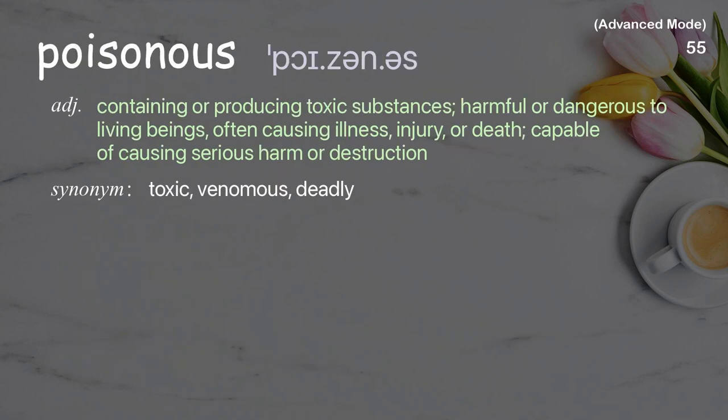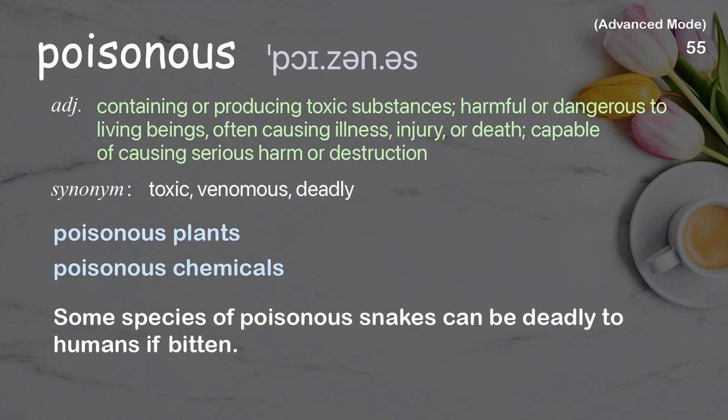Poisonous. Containing or producing toxic substances, harmful or dangerous to living beings, often causing illness, injury, or death, capable of causing serious harm or destruction. Examples: poisonous plants, poisonous chemicals. Some species of poisonous snakes can be deadly to humans if bitten.